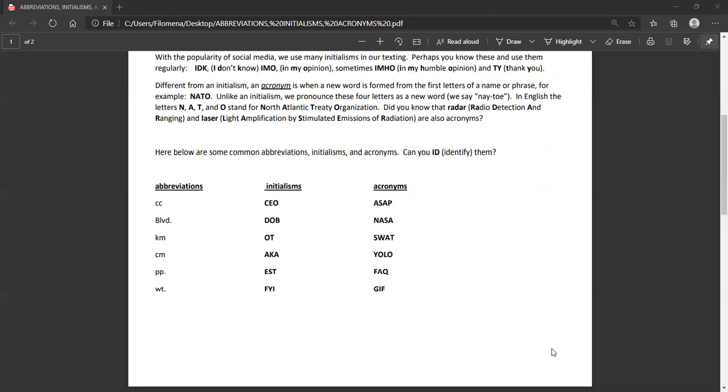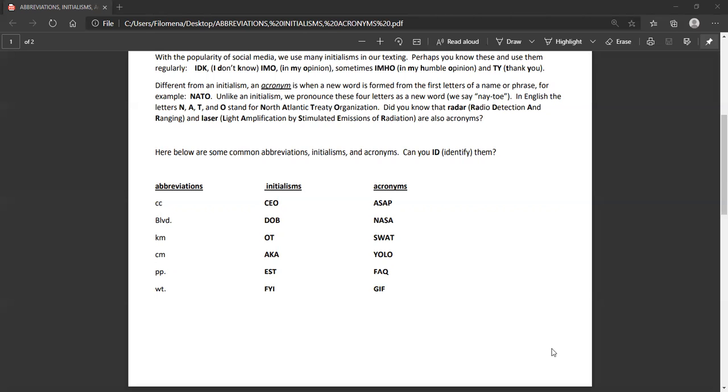The initialisms, of course, we pronounce these letters separately. So we say CEO, DOB, OT, AKA, EST, and FYI. And the acronyms, of course, we pronounce as a new word. These are first letters of words that make up this new word. So we say ASAP. Once in a while, you'll hear someone say A-S-A-P also, but usually ASAP, NASA, SWAT, YOLO, FAC, and GIF.